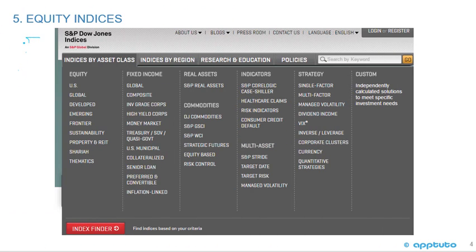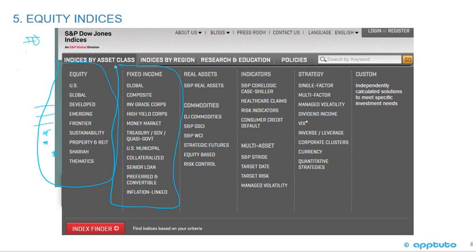We're moving now to the S&P Dow Jones Indices. So you can see here's their section for their equity, and we can see that we've also got the developed markets, the emerging markets, the frontier, and now there's some new categories like sustainability. We probably didn't see that as much 15 or 20 years ago. Property and REIT, Sharia compliant, thematics. Okay. Now the next LOS is on fixed income, so I'm not going to repeat this slide again.